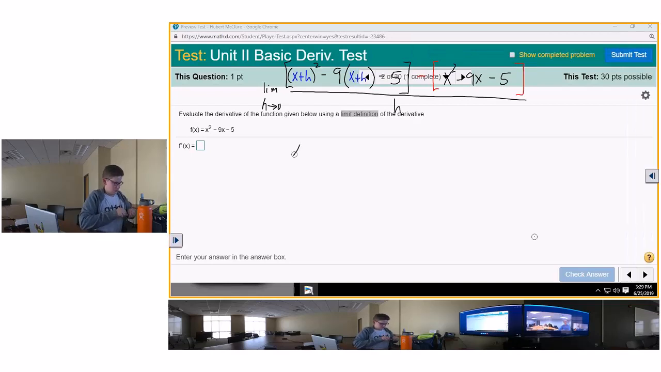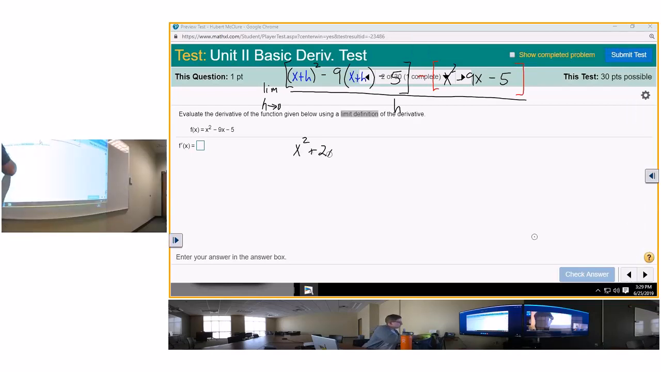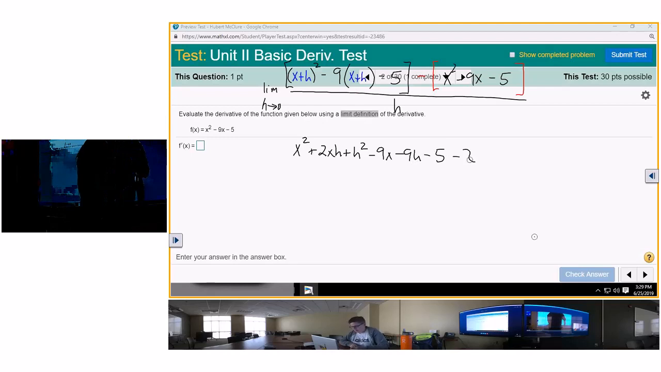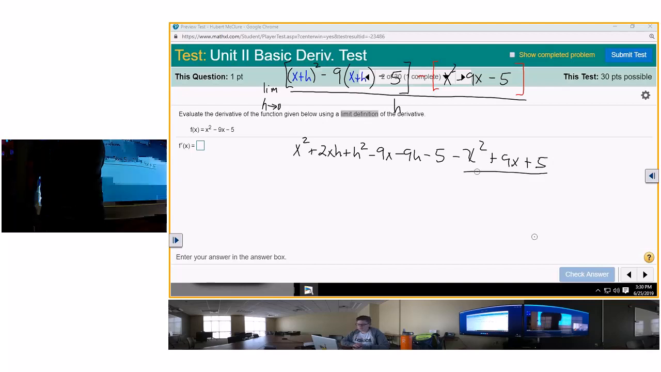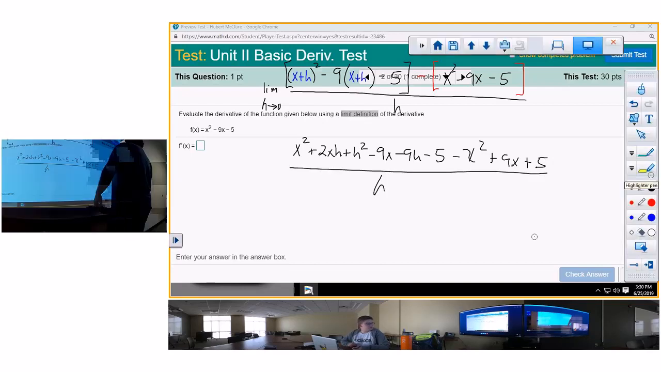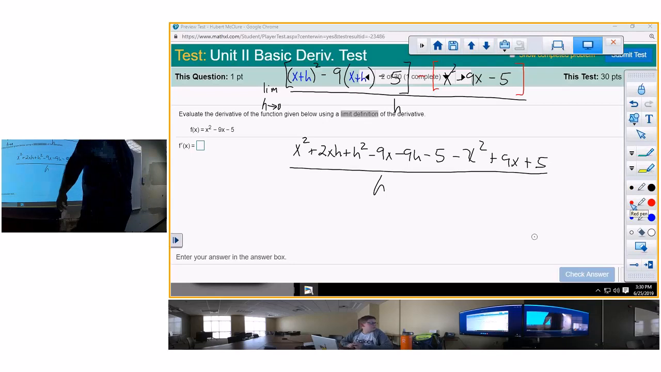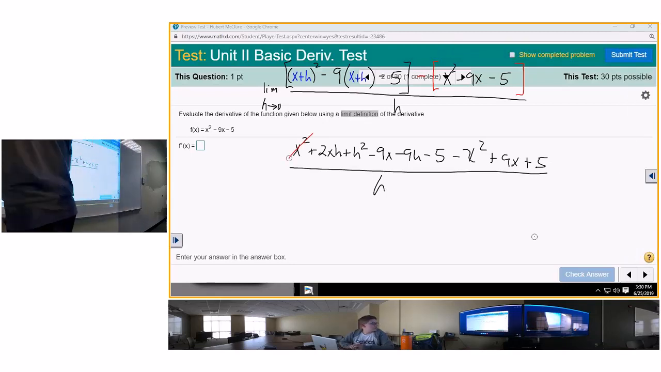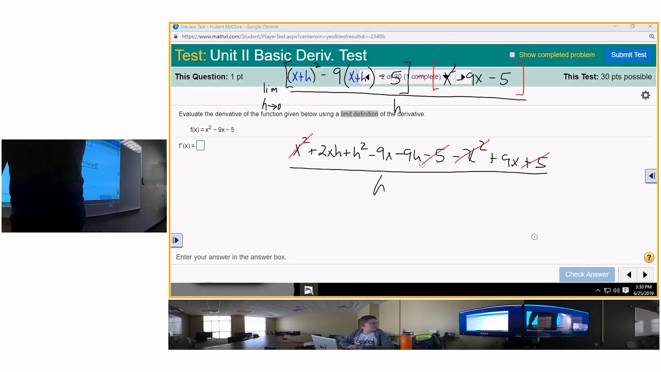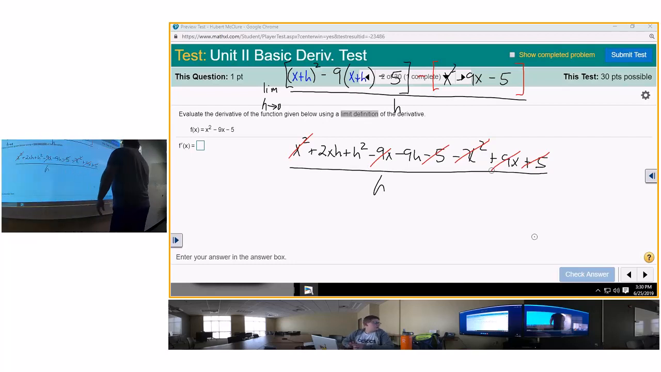That's going to give us x squared plus 2xh plus h squared minus 9x minus 9h minus 5 minus x squared plus 9x plus 5, all over h. And what happens to our x terms? They should cancel out. That one cancels out with that one, and the 5 cancels there, and the 9x cancels there. Now it should leave you with just h terms.